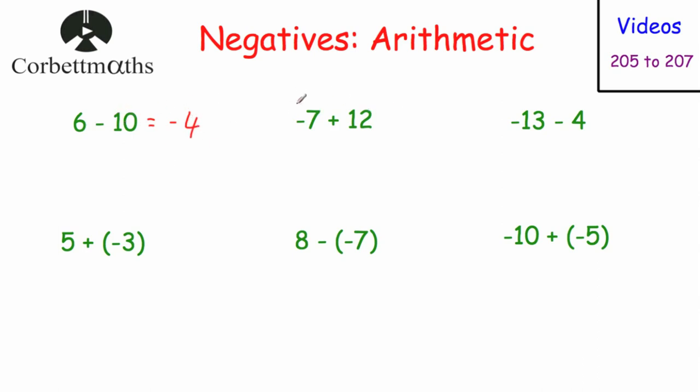Our next question, negative 7 plus 12. Well, if we're at negative 7 and we add 7, we get to 0, and then we'd have another 5 to add, so our answer would be 5. So negative 7 plus 12 is 5.